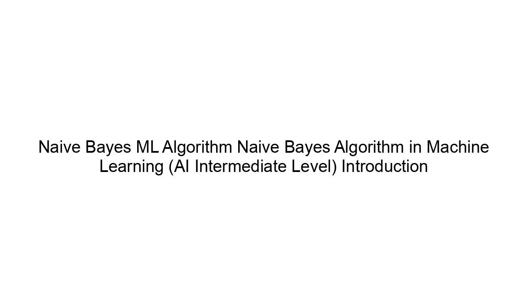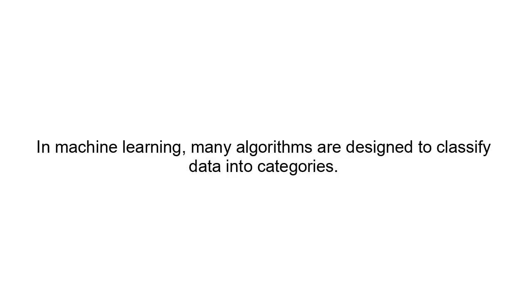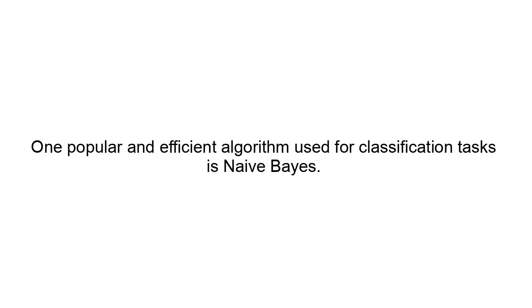Naive Bayes ML algorithm. Naive Bayes algorithm in machine learning. AI intermediate level. Introduction. In machine learning, many algorithms are designed to classify data into categories. One popular and efficient algorithm used for classification tasks is naive Bayes.